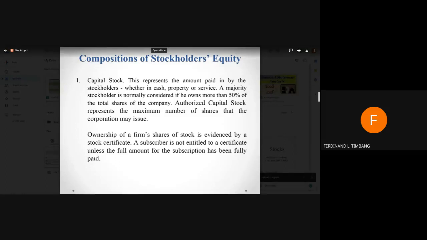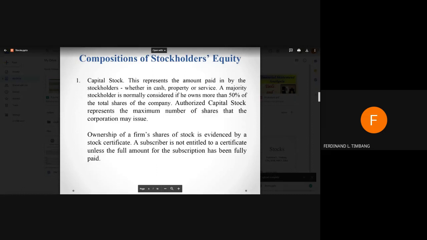Okay? And then we have the authorized capital stock, which represents the maximum number of shares that the corporation may issue. So ibig sabihin, yung traded sa stock market, hindi naman lahat yun ay na-issue na yung authorized, no? Kasi minsan tinatabi rin nila yung iba bago sila mag-issue ng additional shares of stocks. So yung authorized, that is the maximum stocks that can be issued by the firm. Ngayon, halimbawa, dagdagan natin yung shares natin more than the authorized. Pagka ganon, you have to apply again sa SEC to increase the capitalization of the company.